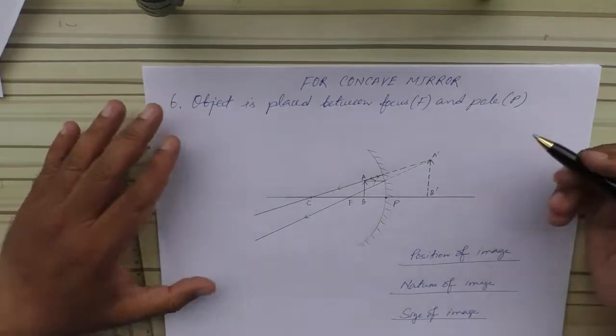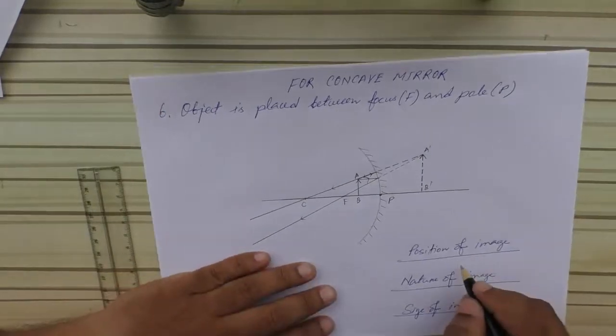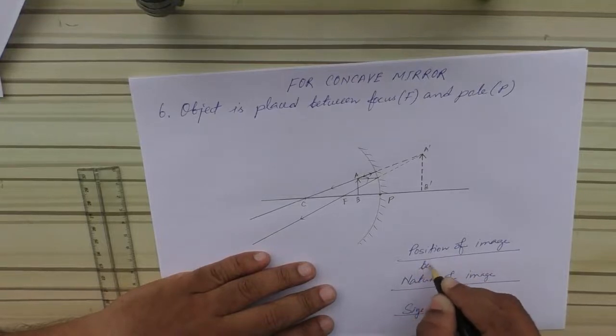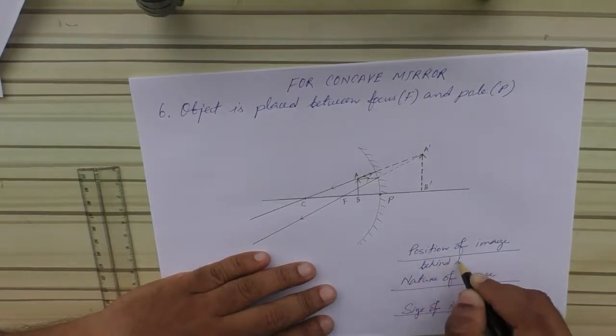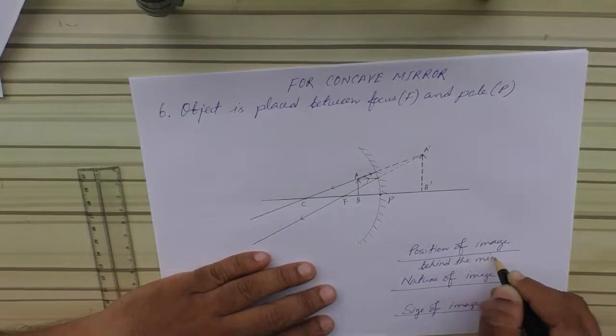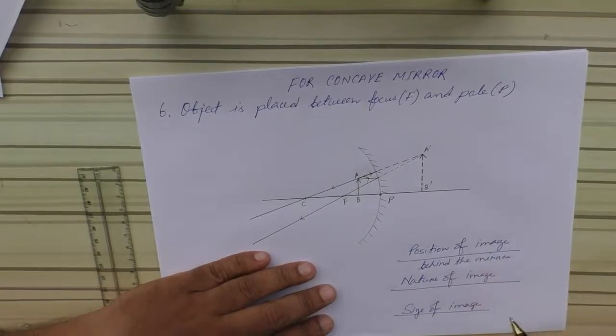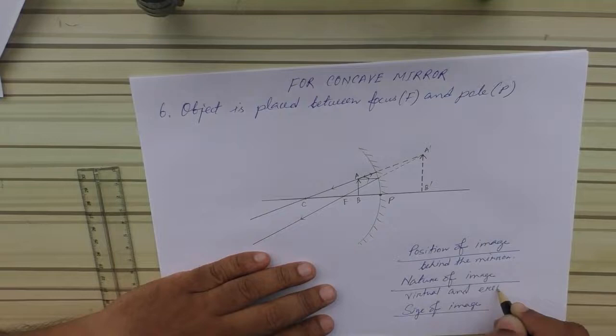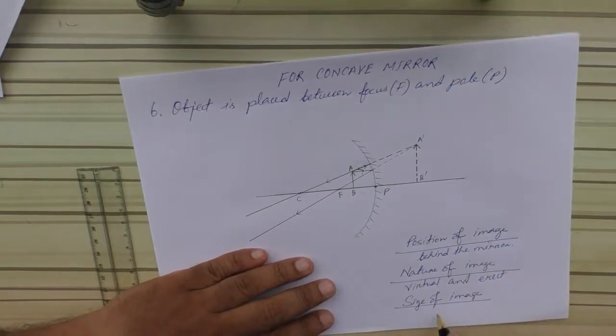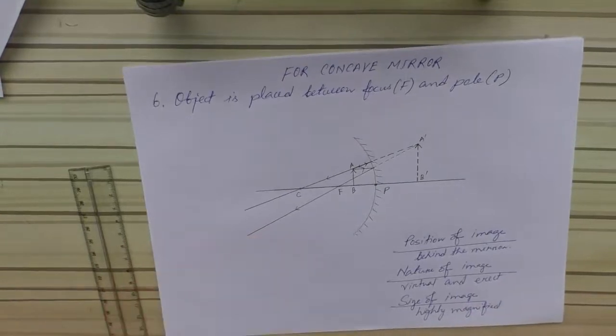So if you look at this diagram, if I ask you what is the position of image, we can write behind the mirror. The nature of image is virtual and erect. Now what about the size of image? Size of the image is highly magnified.